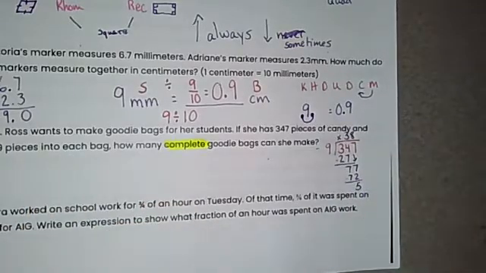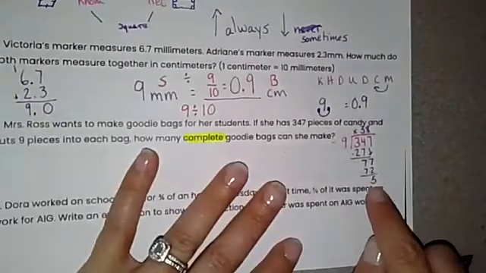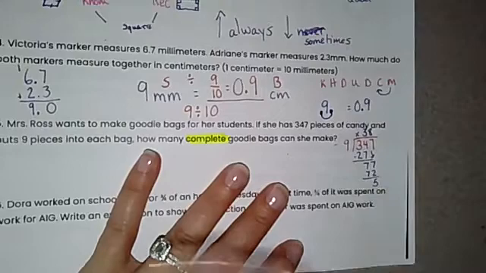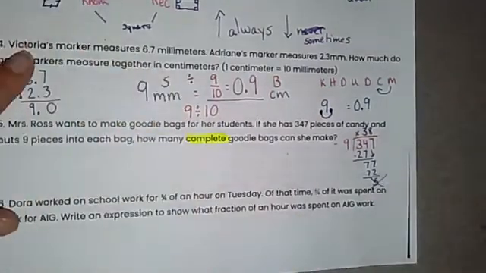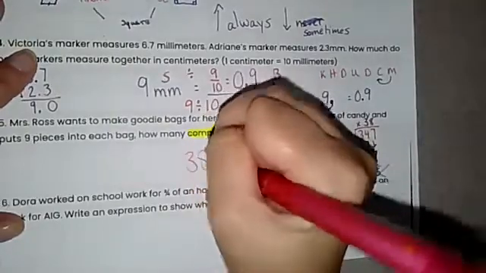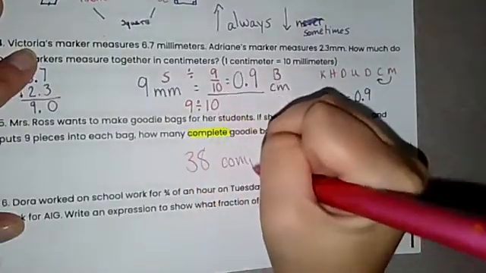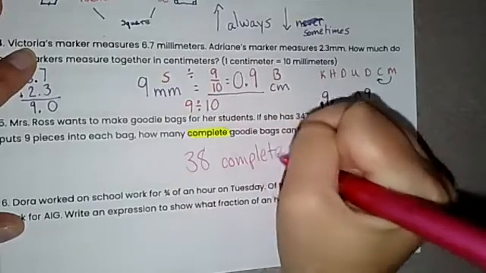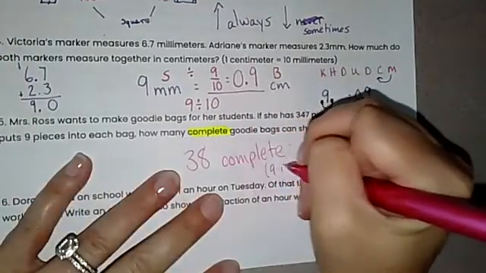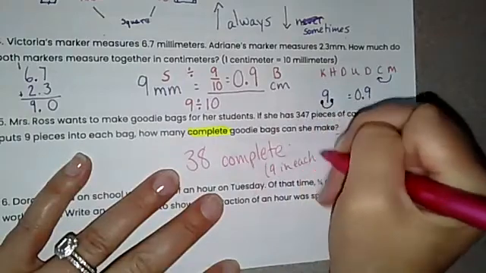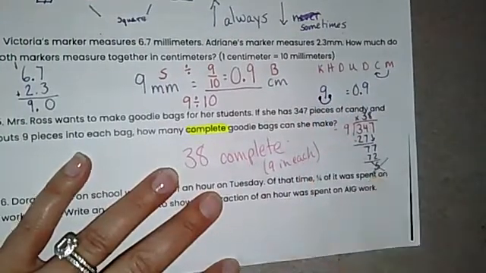Hey, Sydney, let me ask you a question. Do you want a goodie bag that has 5 in it when everybody else is getting one with 9 in it? No, forget about that guy. So she can make 38 complete ones. Nobody wants one. Complete means it'll have 9 in each. Complete means 9 in each. Nobody wants that last goodie bag that will have 5 in it.